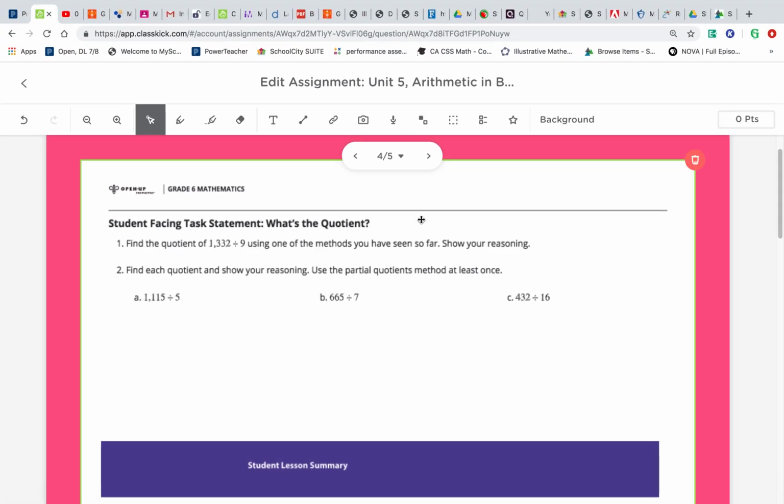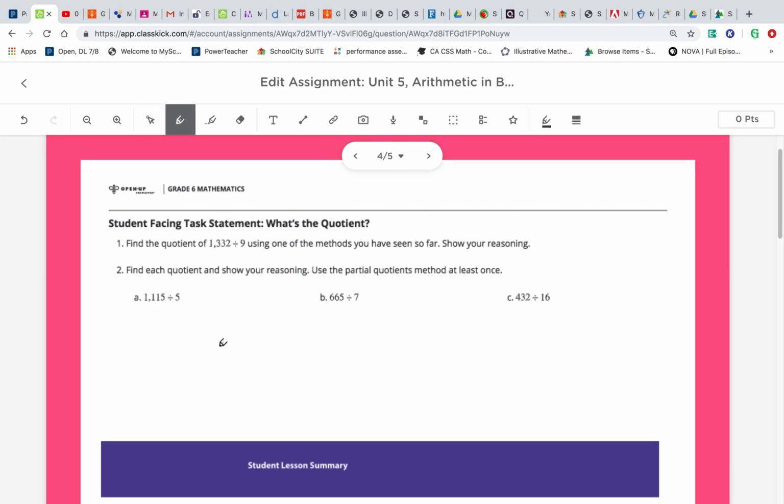All right, class, welcome back to the second activity in lesson 9. We want to find the quotient. Remember, the quotient is the answer to a division problem. So we want to find the quotient of 1,332 divided by 9 using one of the methods you have seen so far. I'm going to use the method that I am comfortable with, but then I'm going to show you the partial quotients method as well, so you can see how both work out.